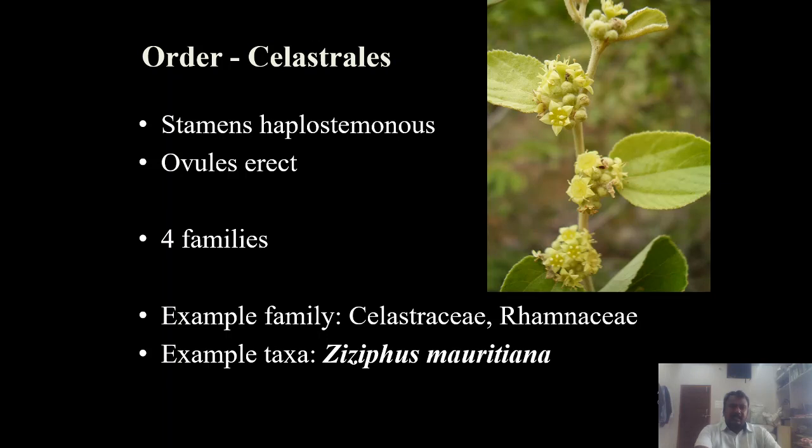Next order, Celastrales. Here the stamens are haplostaminous, that means only a single whorl. Ovules are erect. Single ovule per locule and they are erect. 4 families are present. Some of the examples for these, Celastraceae and Rhamnaceae. Example for this, Ziziphus mauritiana, which is very common. In Telugu it is known as Regu.